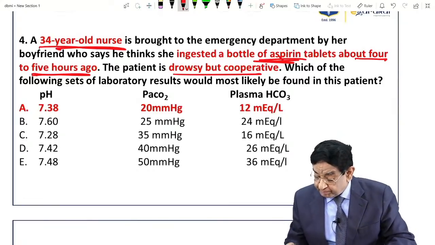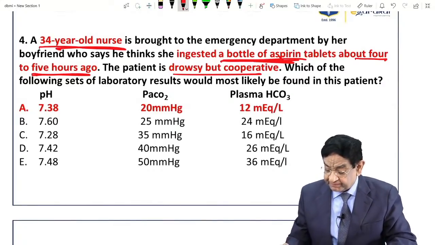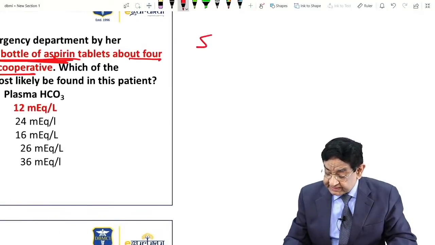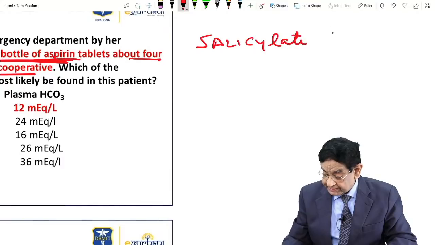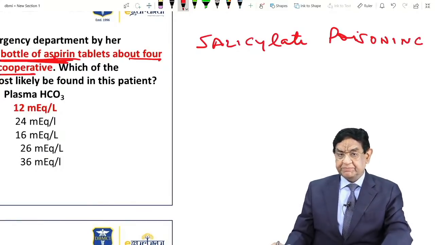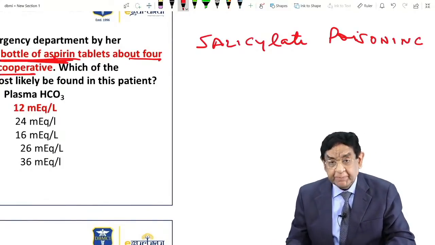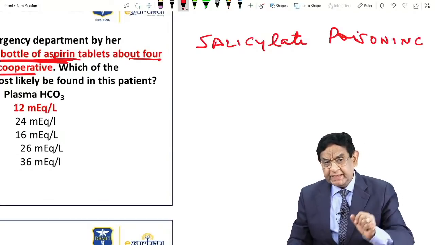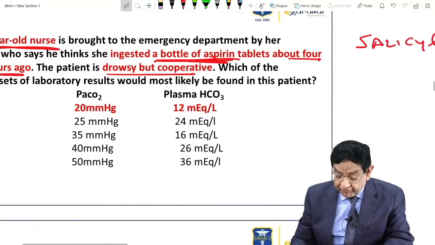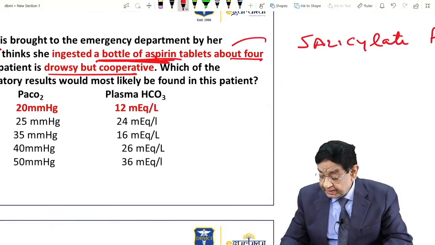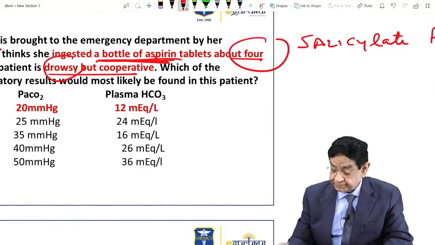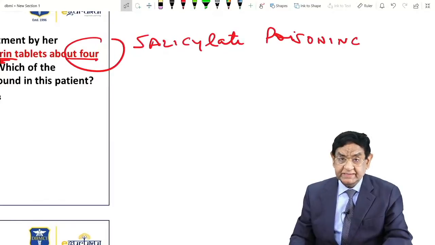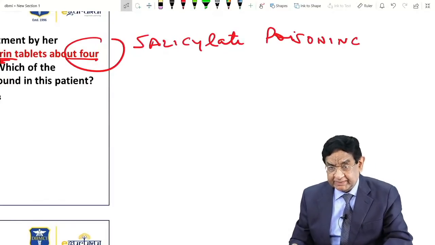So, a bottle of aspirin. This is a question about salicylate poisoning. Agreed? She had taken a bottle of aspirin. But what is one more thing, 4 to 5 hours ago? And now she is drowsy. Well, let's learn what happens in salicylate poisoning.